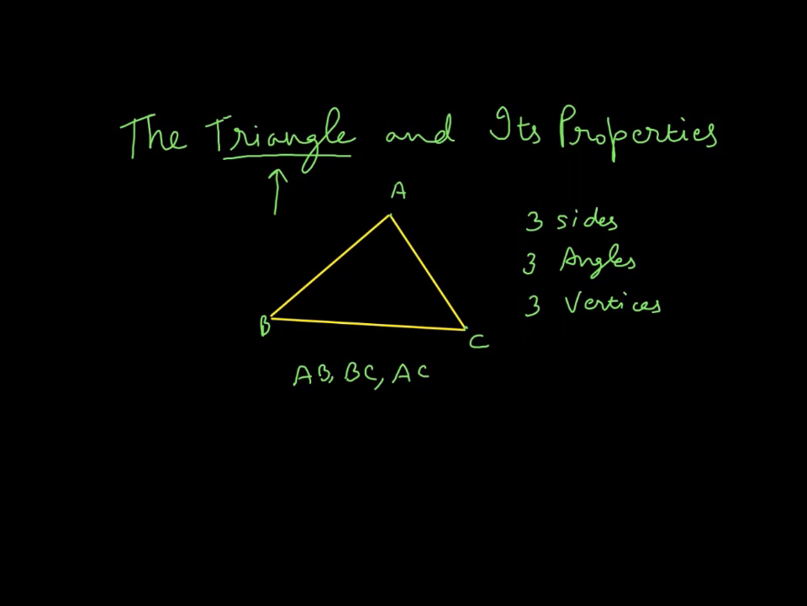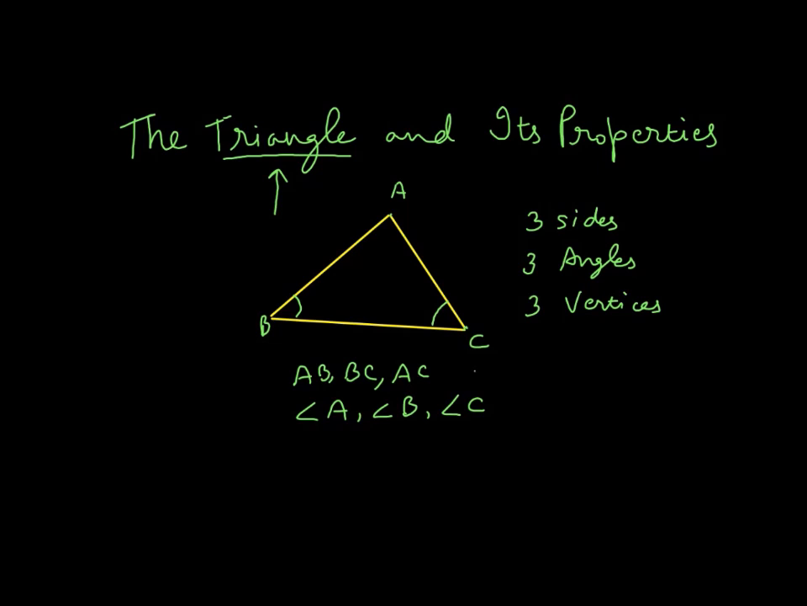The names of the angles are angle A. Angle A means you can also name this as angle BAC or angle CAB. Angle B means angle ABC or angle CBA. And angle C. Angle C means angle ACB or angle BCA.